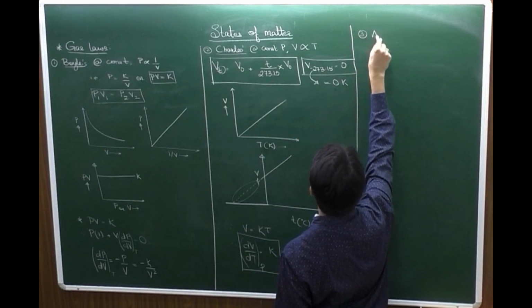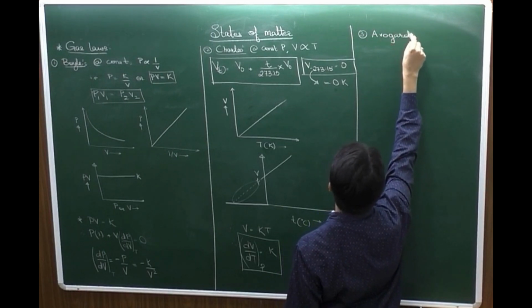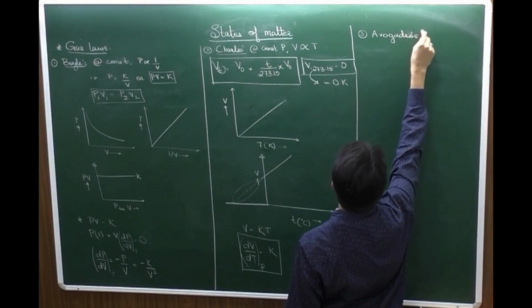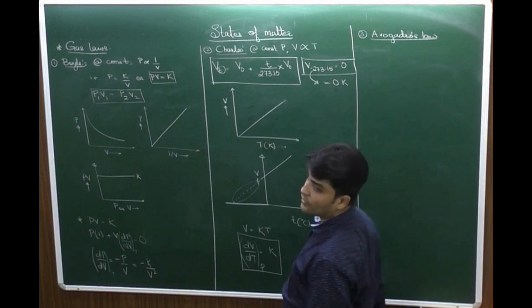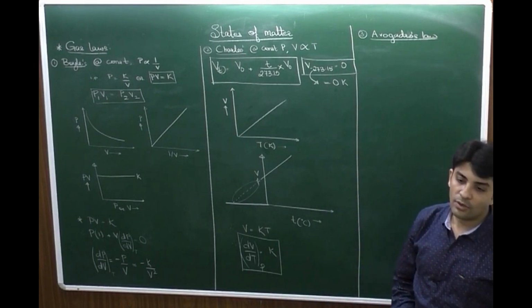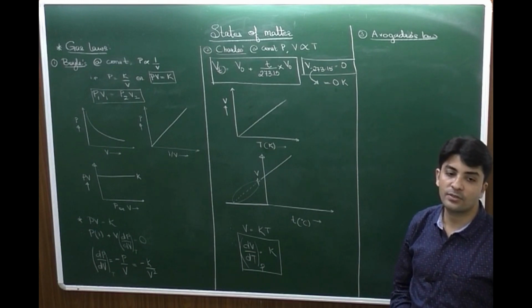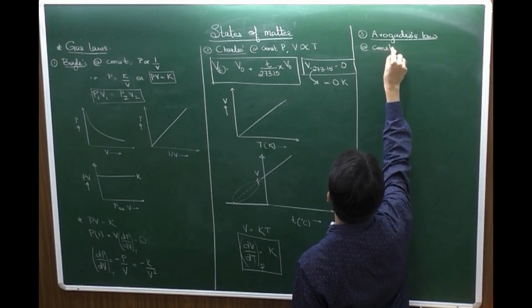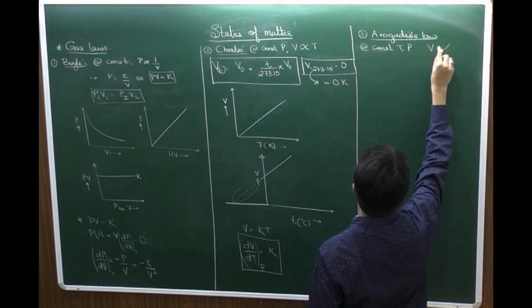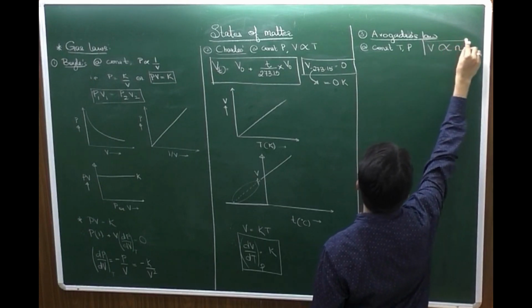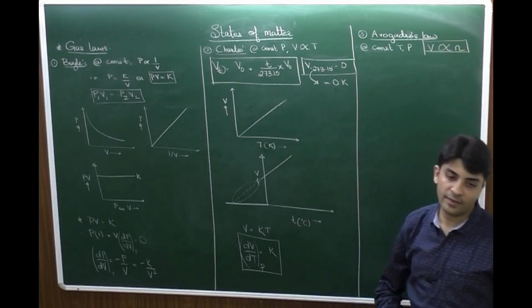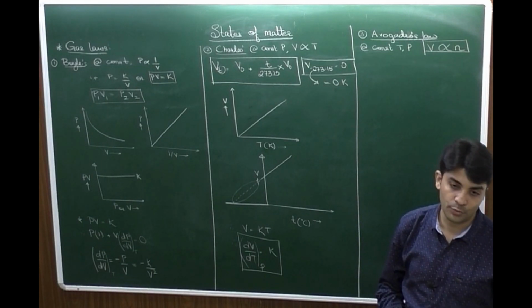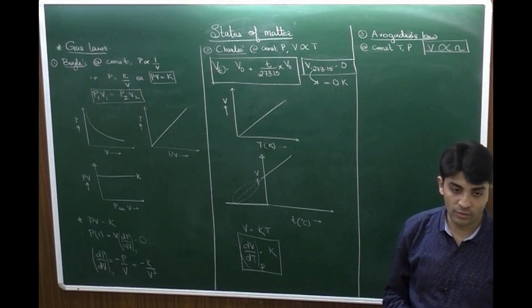Third was Avogadro's law. Avogadro's law states that equal volumes of different gases contain the same number of moles under similar conditions of temperature and pressure. So mathematically, at constant T and P, the volume is directly proportional to the number of moles. And 1 mole of gas always occupies a standard volume equal to 22.414 dm³. So that's how Avogadro's law was related.